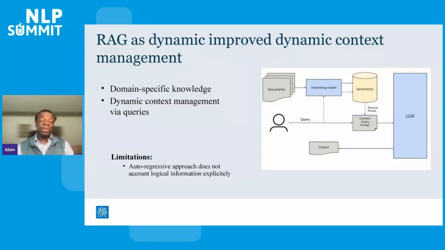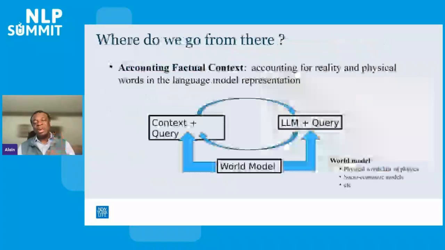So that's where we are, where we can now have a dynamic view of context that can be both domain specific and sentence specific, and can be based on the user query that we have. Now, the limitation is what I said: it's still based on the autoregressive view of NLP that we have today, predicting the next word based on the context. Doing that is very powerful, but how do we account for fact? How do we account for reality? And that is where the next step is going to be. How do we go from there?